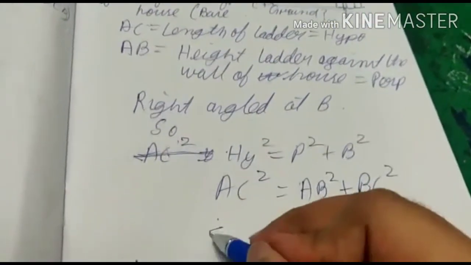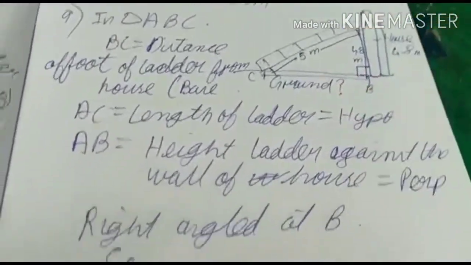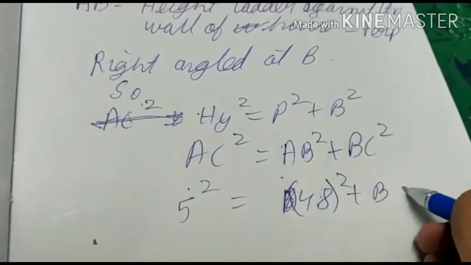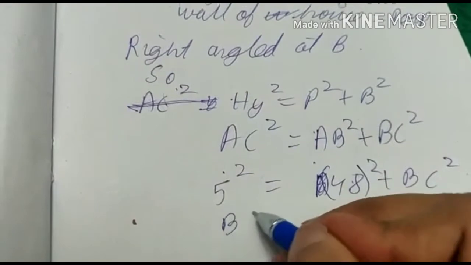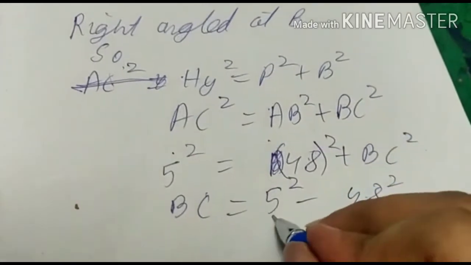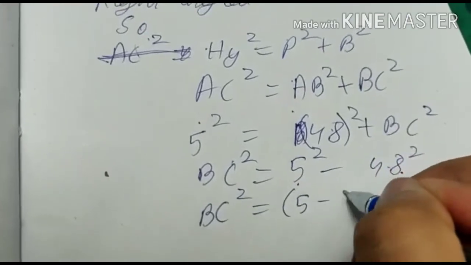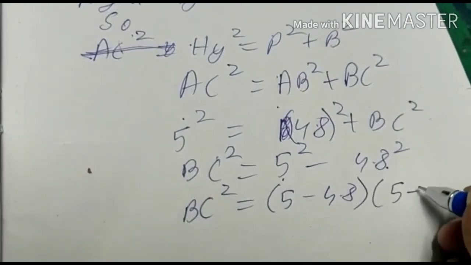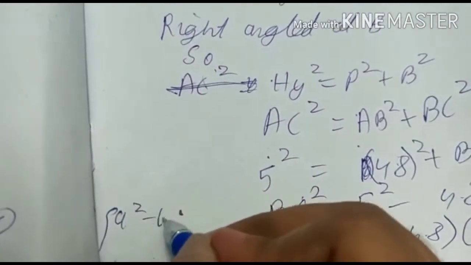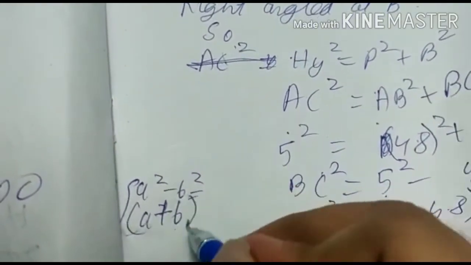So here AC is 5 square, AB is 4.8 square plus BC square. You have to find the value of BC. So BC square equals 5 square minus 4.8 square. It is written as A square minus B square, so BC square equals (5 minus 4.8) and (5 plus 4.8). A square minus B square equals (A plus B) into (A minus B).